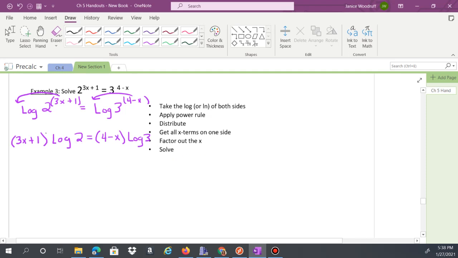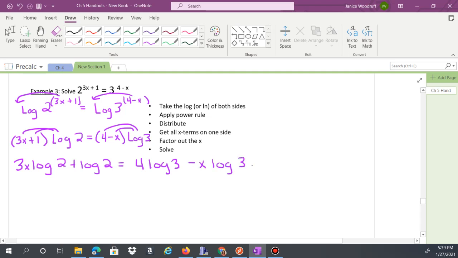All right, now what I want to do is I want to solve for x. So I'm using my algebra strategies, which would be then to distribute, since I have 2 terms in front of my logs. So that means I've got a little more work involved with this one. So I'm going to do 3x times log 2, which just becomes 3x log 2. And then 1 times log 2, which is just log 2. And then that equals 4 times log 3, 4 log 3, minus x times log 3, x log 3.